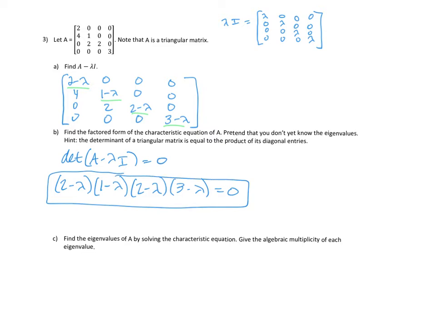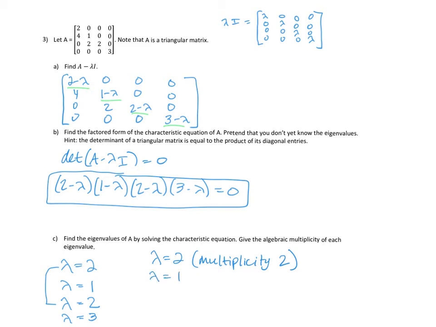Find the eigenvalues of A by solving the characteristic equation. I set each factor equal to 0, and I get lambda equals 2, lambda equals 1, lambda equals 2 again, and lambda equals 3. We don't usually double up when we see an eigenvalue that repeats. Instead, we would write lambda equals 2 with multiplicity 2, meaning it's an eigenvalue twice, and then list the other ones. Lambda equals 1 and lambda equals 3.